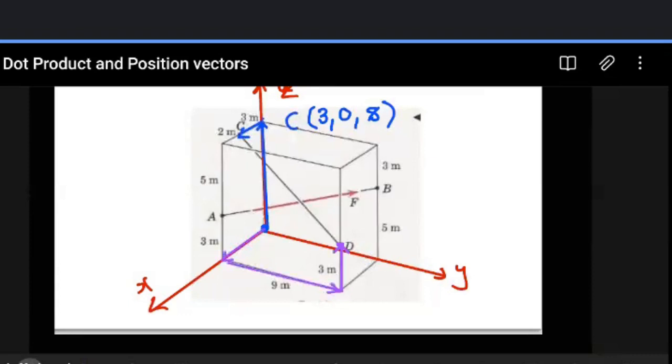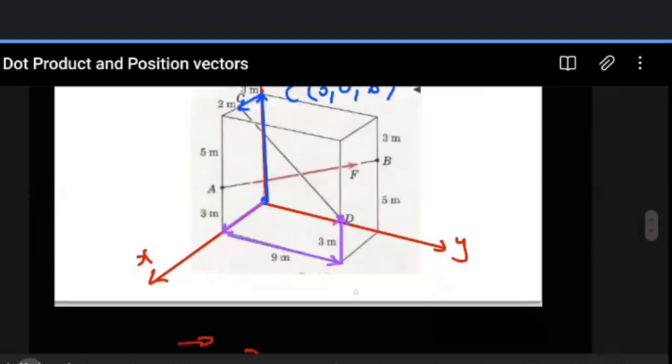Notice that the movements we make to reach D, in the x-axis, we went towards the positive x. We moved 3 units. In the y-axis, we went towards the positive y, and we went by 9 units, which is this. In the x, we said what? Sorry, that's not 3. Can you see that in the x, it's not 3 units there?